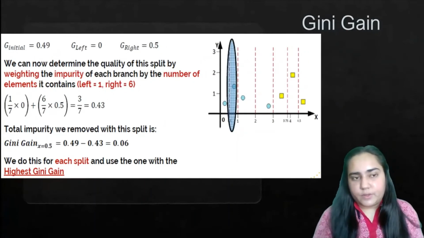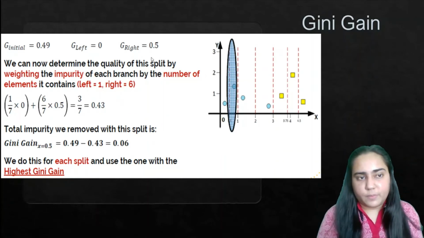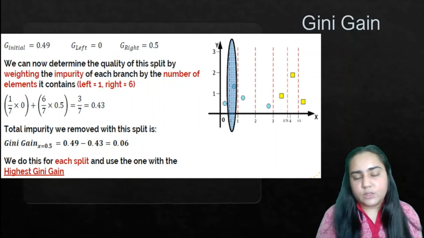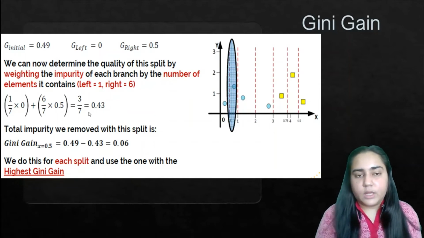So we have 3 values now. We have G initial, which is 0.49. We have G left, which is 0. And we have G right, which is 0.5. We can now determine the quality of this split by weighting the impurity of each branch by the number of elements it contains. So you just have to find out how many elements it contains, and then you can calculate the impurity of each branch, which means you can examine each split that you have proposed to see how impure it is. So let's see.